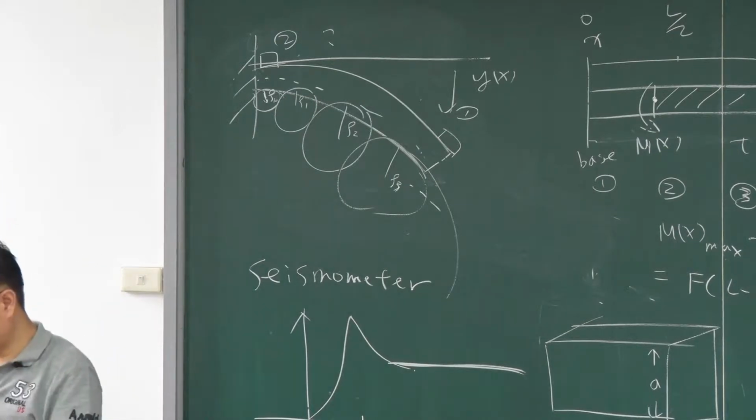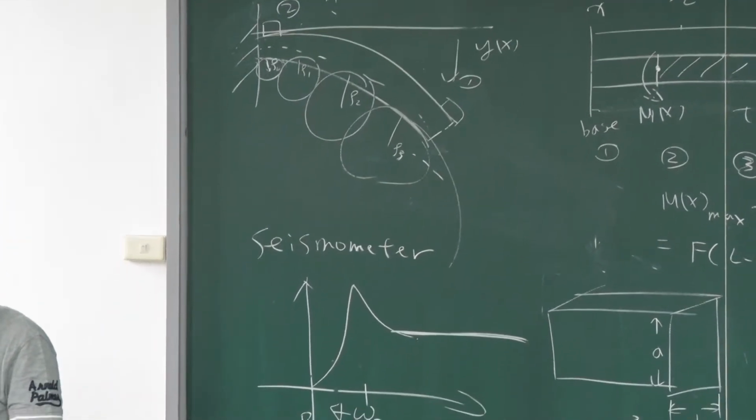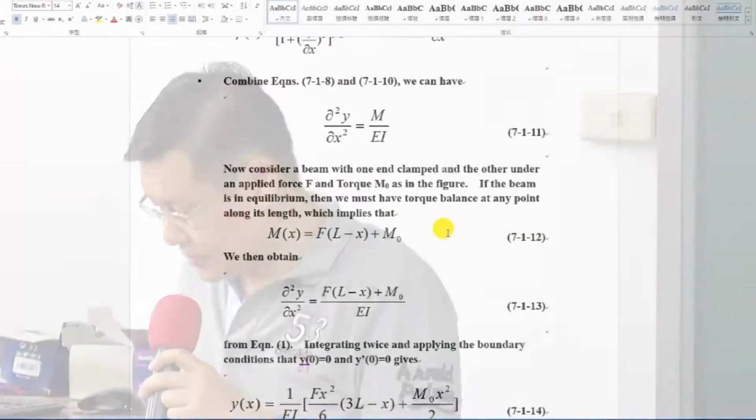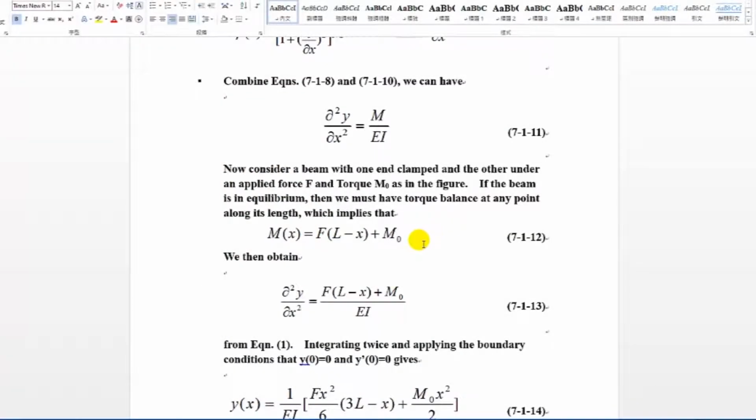Okay, it's an important concept. So we got the basic idea. Now we have the bending moment maxima at the base, but the maximum deflection is at the tip.